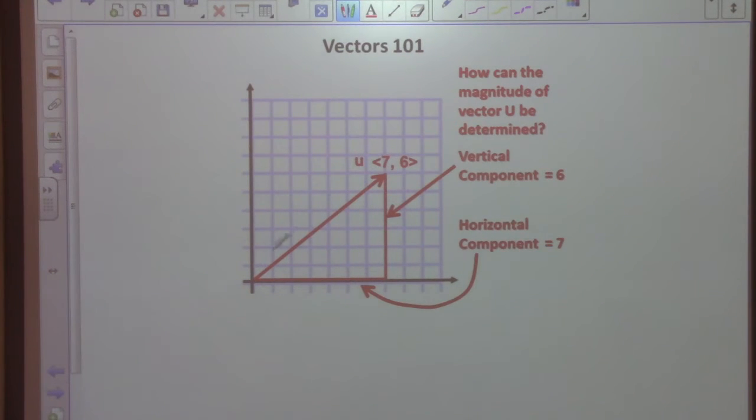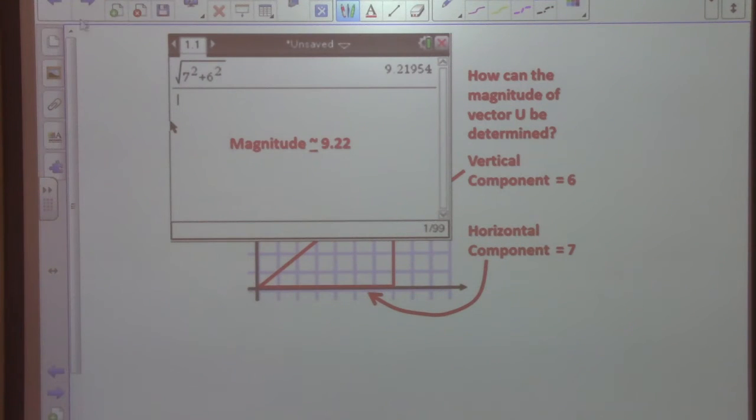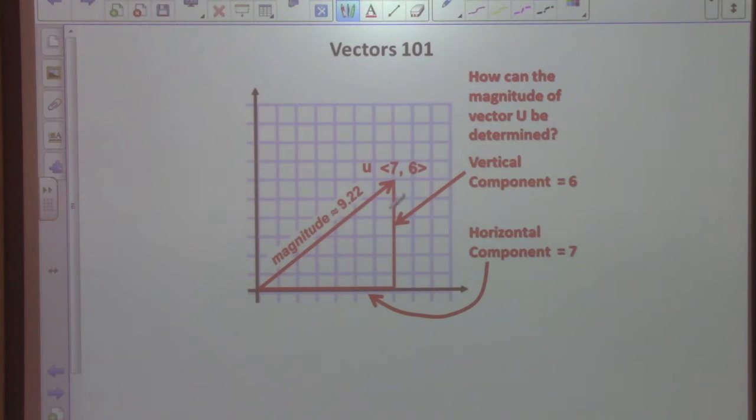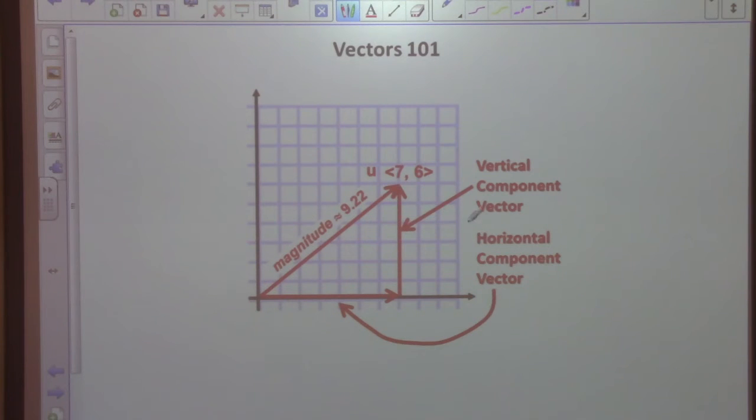There we have a component. So this diagonal vector is essentially broken down into horizontal components, and it's broken down like this. You got a horizontal component of 7 and a vertical component of 6, and they can likewise be broken down into horizontal component vectors and vertical component vectors. So this diagonal vector u is the sum of this horizontal vector and this vertical vector.